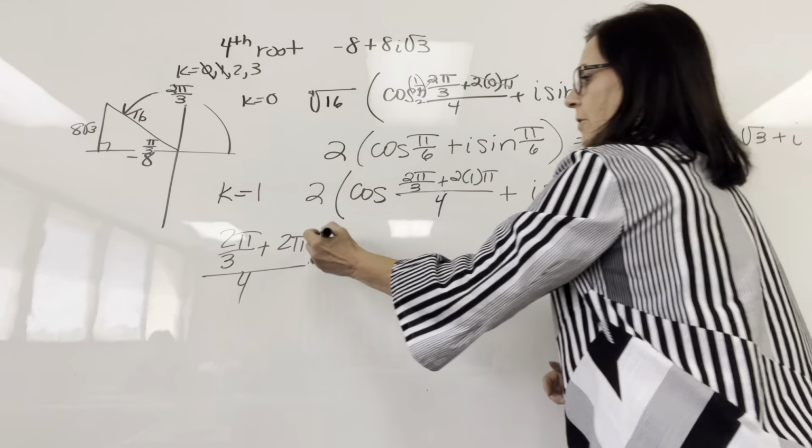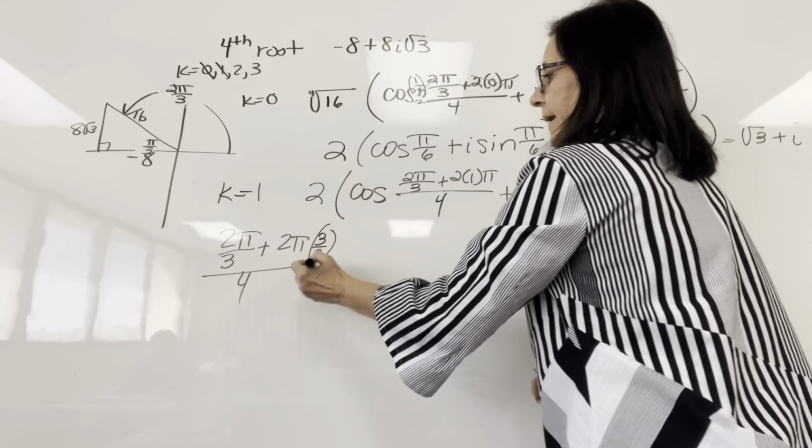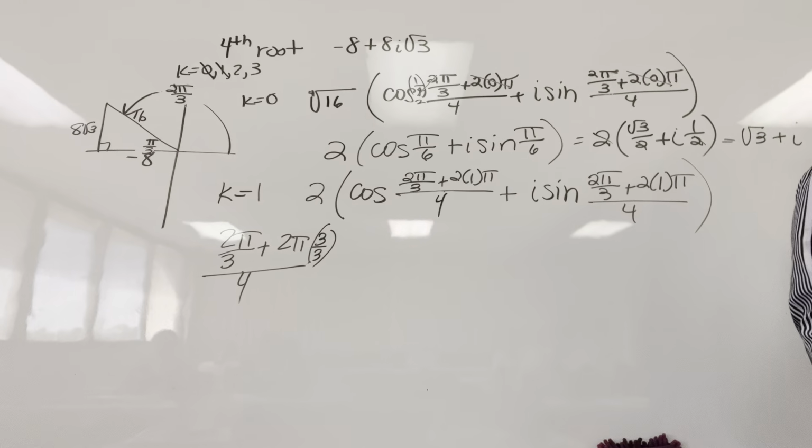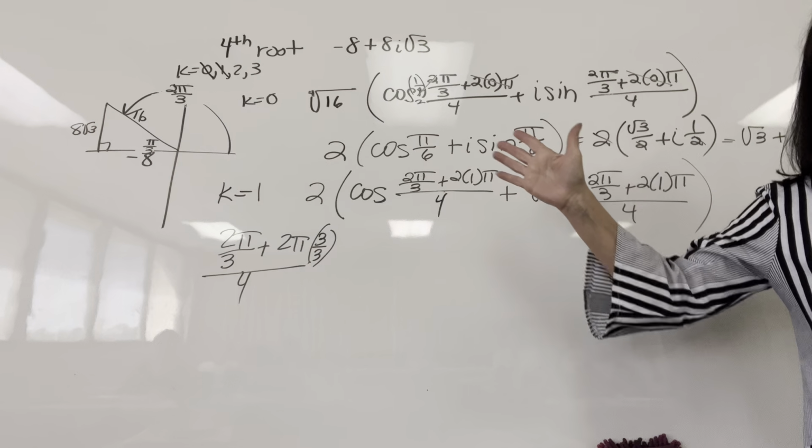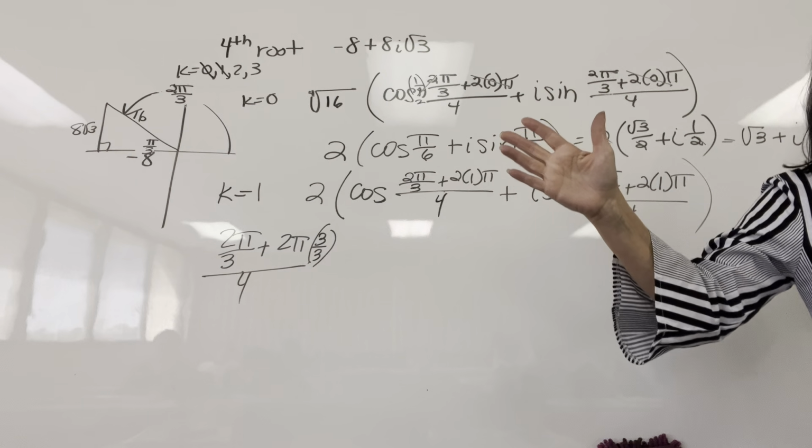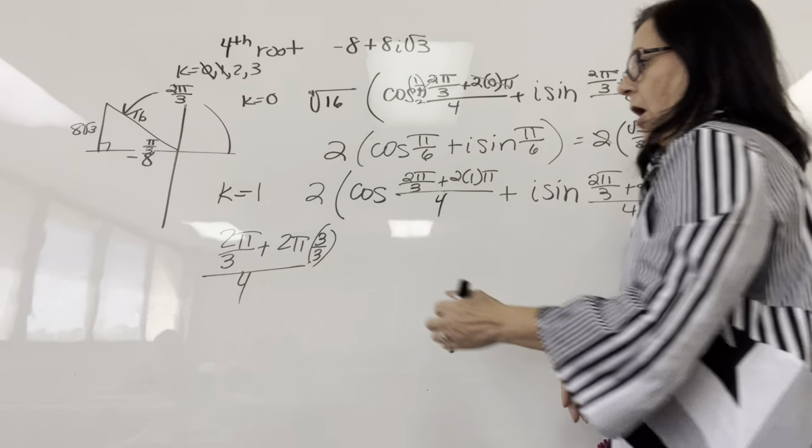All right. So we're going to multiply this by 3 over 3 to have a common denominator in the numerator. Y'all, this is algebra, complex fractions, right? So this is 6 plus 2, which is 8 pi over 3. So that's 8 pi over 3 divided by 4, which is 1/4 times that, but simplify.